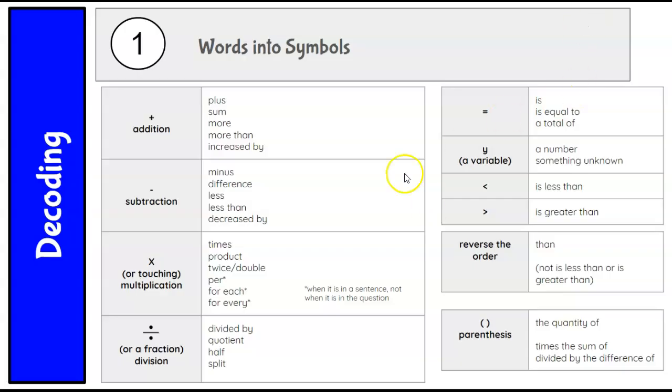So on this side, you will see a variety of different words, and these are the symbols that can replace them. You might have seen this before. If you didn't take an opportunity to write these words down, then you should write them down now. The only thing that's really particularly new here is the addition of parentheses. If you see the quantity of that phrase, then everything that comes after that phrase would be inside of a set of parentheses. Or if you have times the sum of or divided by the difference of, everything that comes after sum of and difference of would be contained within parentheses.